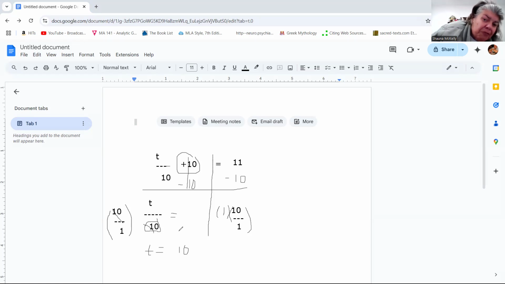Now, there's a lot of 10s, but hopefully you understand why they're different. Okay. This 10 is my answer. If I put that 10 back in for t, I'll get a true statement. Okay. You can try that on your own.